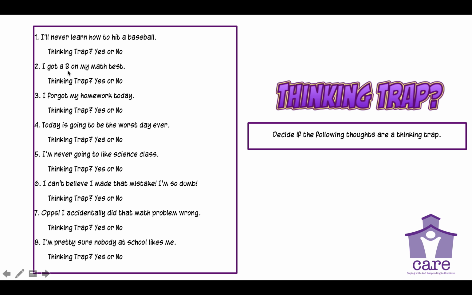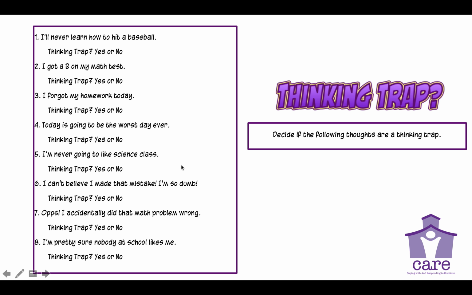The next one, I got a B on my math test. That's not really over-exaggerating. That's not really anything like that. It's just a fact. I got a B on my math test. So that's not a thinking trap. So we really want to help students identify the difference between those two.